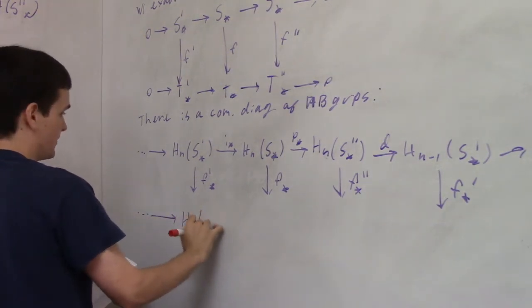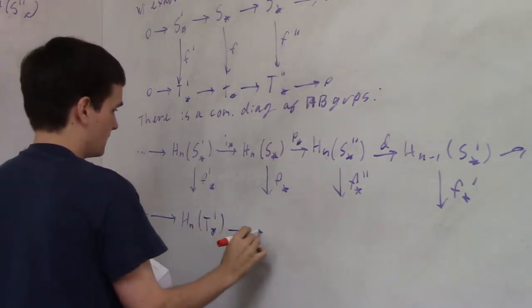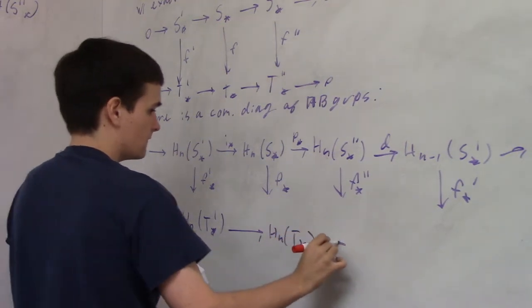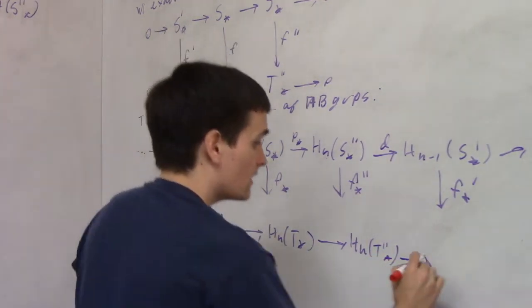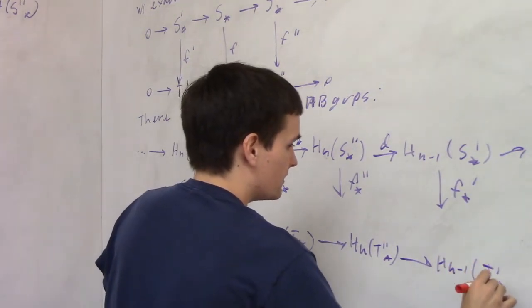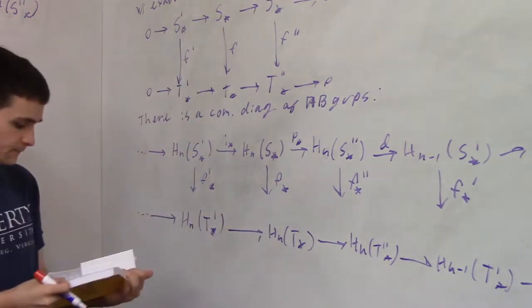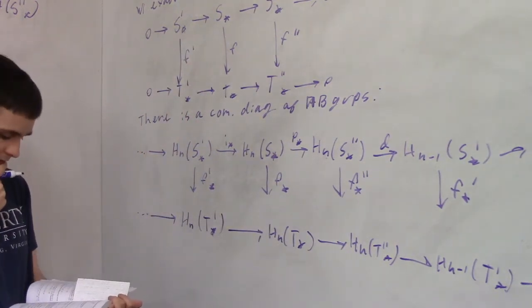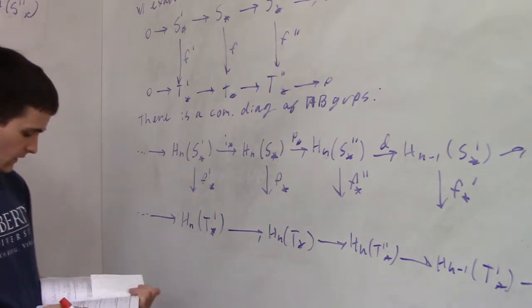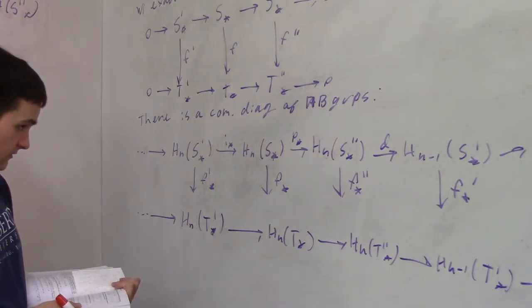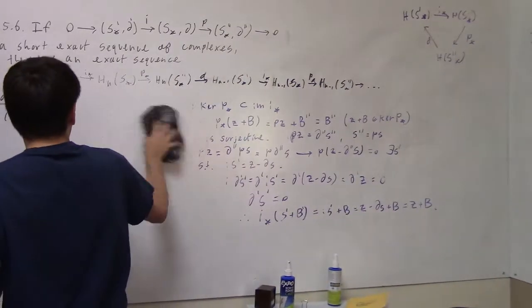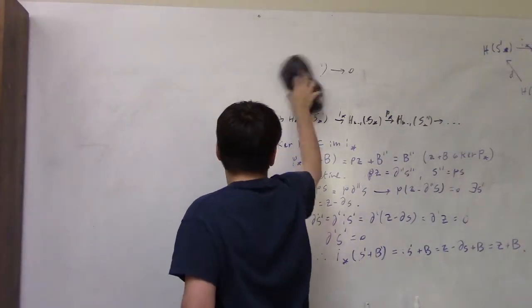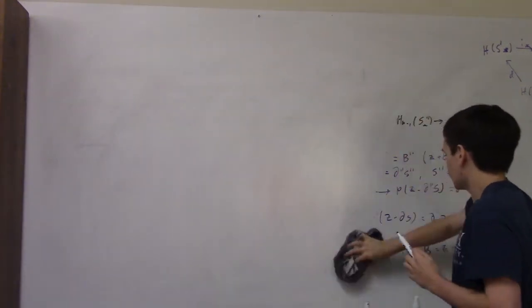So this is going to be like Hn of T prime, Hn of T, Hn of T prime prime, Hn minus 1 of T prime, etc. So the proof of this, well, I guess it is short, but I still need more room than that, so I'm going to erase some stuff over here. And I'll leave the triangle up there.